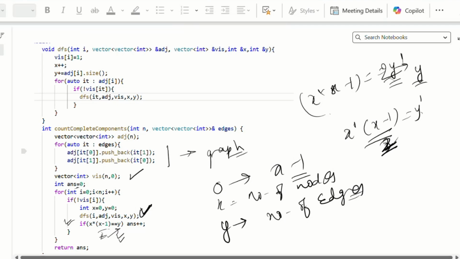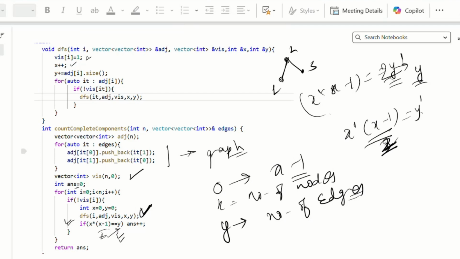If we look at the DFS function, we first mark the node as visited, then increase the node count. Then we calculate how many connected edges there are. Suppose there are nodes 1, 2, and 3. If I'm at 1, there is only 1 connected edge, so y is increased by 1. If we go to 2, there are 2 connected edges, 1 and 3, so y for this is 2, and for 3 it is 1. So the total y value will be 1, 2, 3, and 4. And the x value will be 3 only, because we traverse every vertex only once.